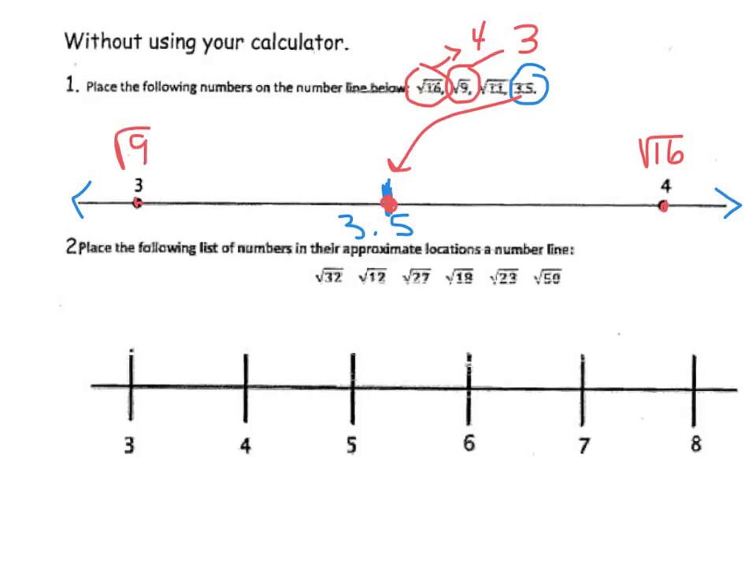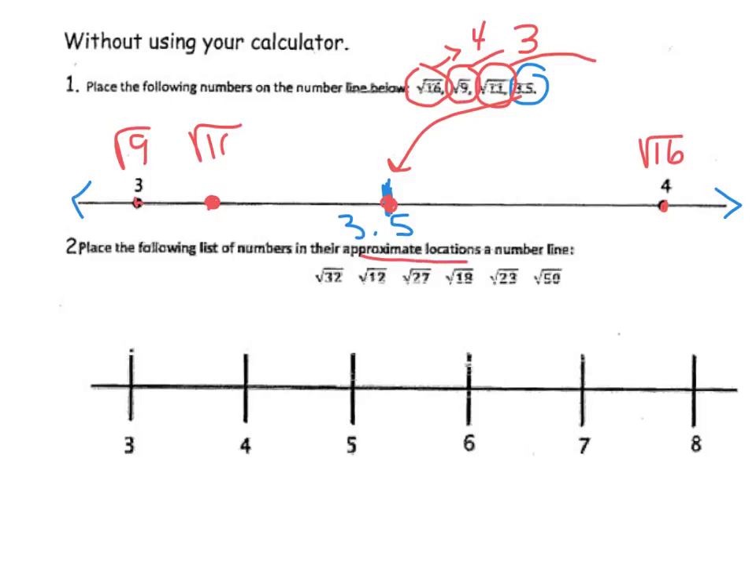All right, for the last one, the square root of 11. So let's see, we have 9 under the square root, 16 under the square root. So the square root of 11 is going to be closer to 9, so we're just going to estimate where that would be. I'm going to guess it's about here, closer to the square root of 9, farther from the square root of 16. All right, number 2, place the following list of numbers in their approximate location on the number line.